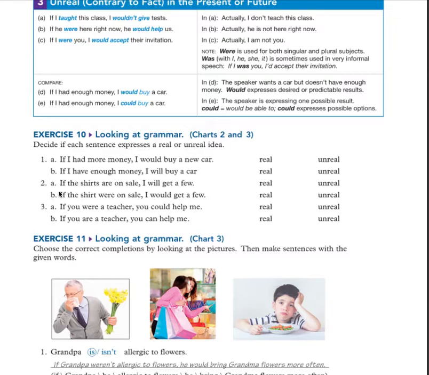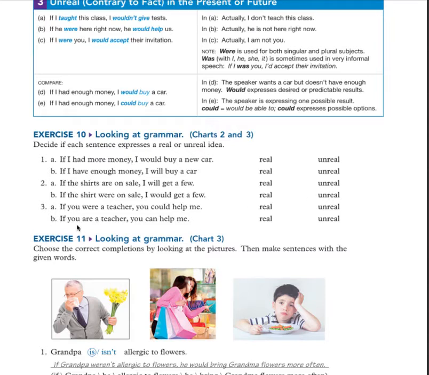Okay, so number 2. If the shirts are on sale, I will get a few. Look at the verb in the if clause. Simple present. Look at the verb in the result clause. Will get. So you say, okay, that's going to be real because it's real in the future. B, if the shirt were on sale, I would get a few. So actually here it should be shirts. If the shirts were on sale, I would get a few. So look at the verb in the if clause. Were, simple past. Would get, would, and the simple form of the verb. This is unreal in the present future.